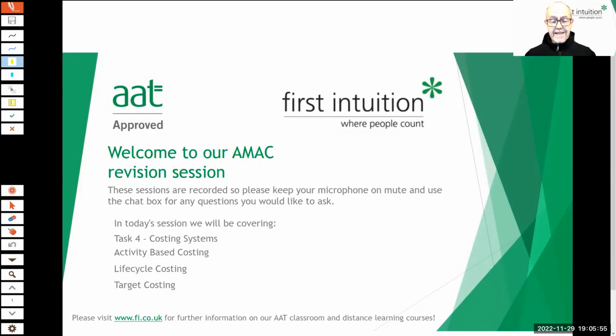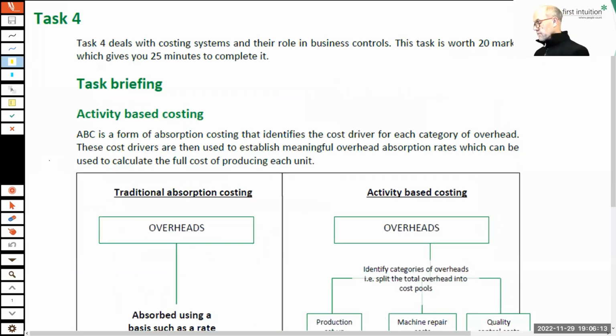Tonight, we are looking at Task 4 of Applied Management Accounting, which relates to costing systems such as activity-based costing, life cycle costing, target costing. And let's look at the task briefing.